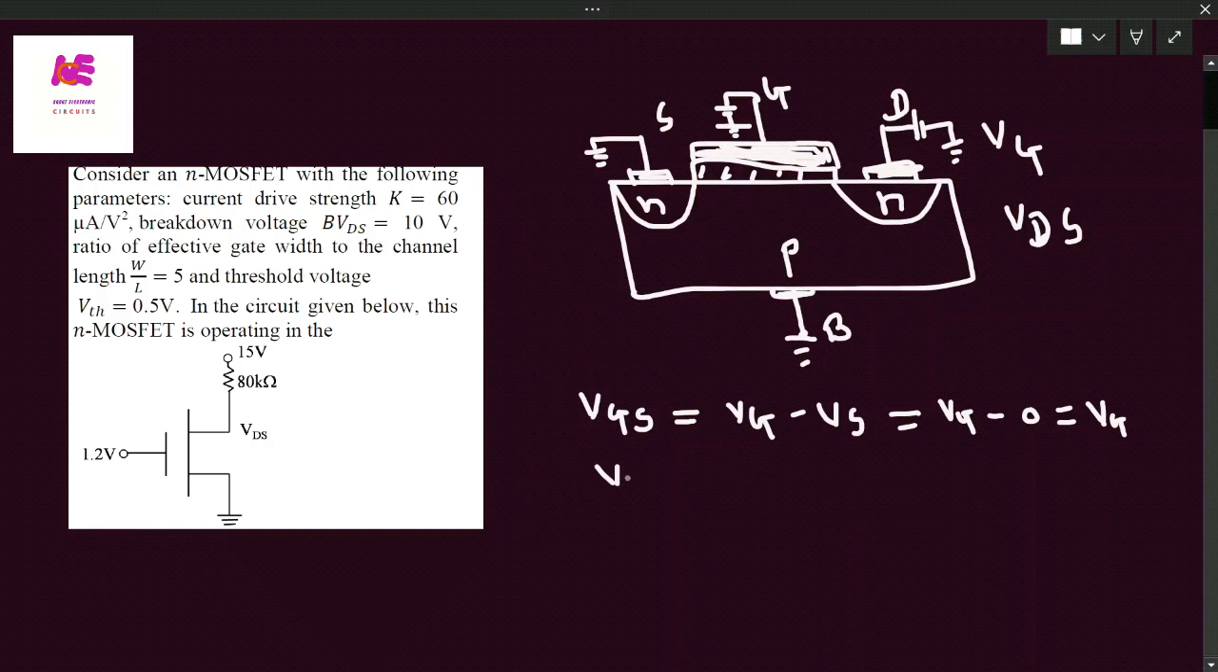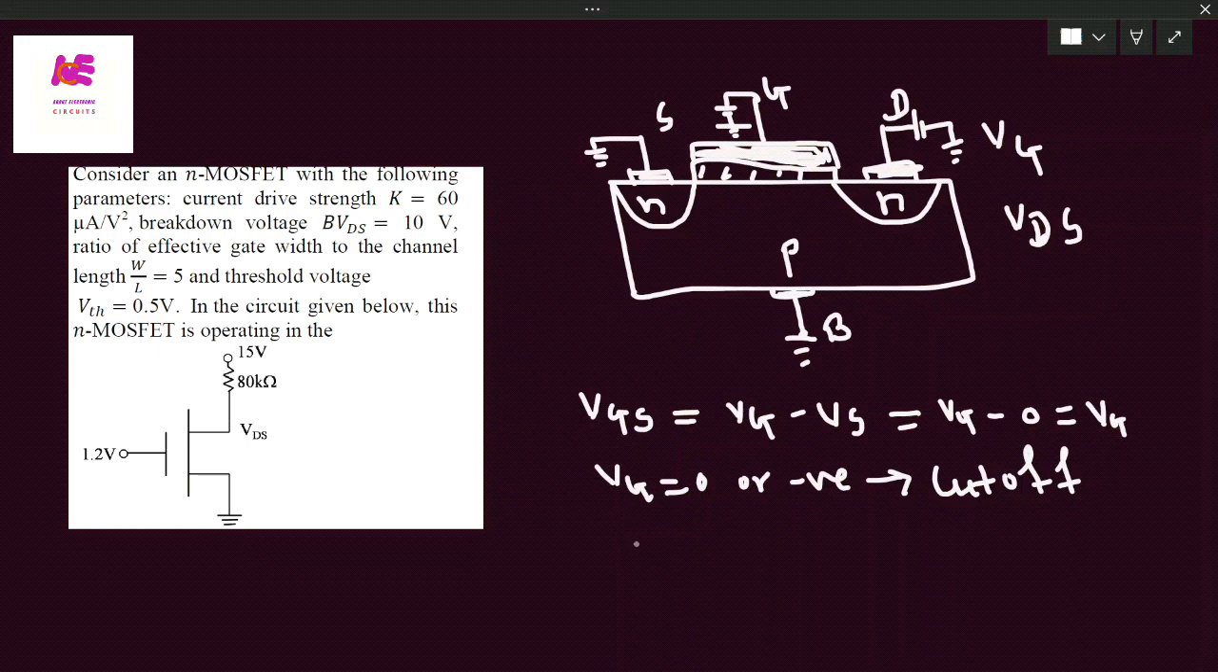So if the VG voltage is 0 or negative, then the MOSFET is in off state, and this region is nothing but the cutoff region. Now we have to apply some gate voltage. We have to increase the gate voltage starting from 0 and go on increasing the voltage.